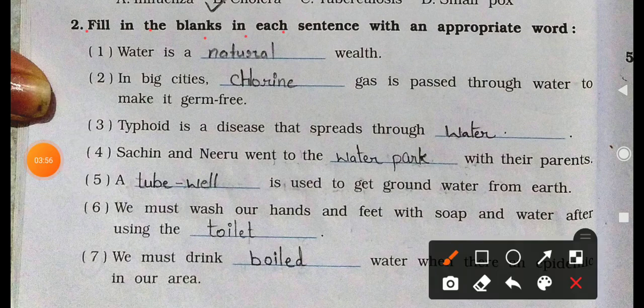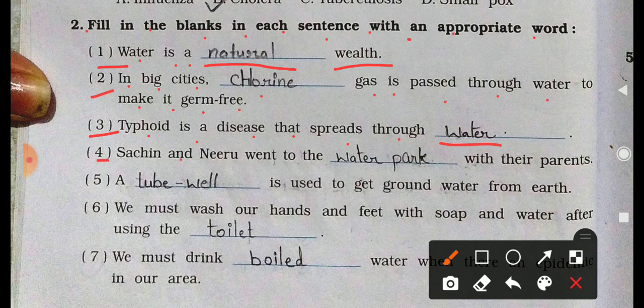Fill in the blanks in each sentence with an appropriate word. So first blank is water is a natural wealth. Yes, water is called natural wealth. Second, in big cities, chlorine gas is passed through water to make it germs free. Yes, this is true. Third, typhoid is a disease that spreads through water.